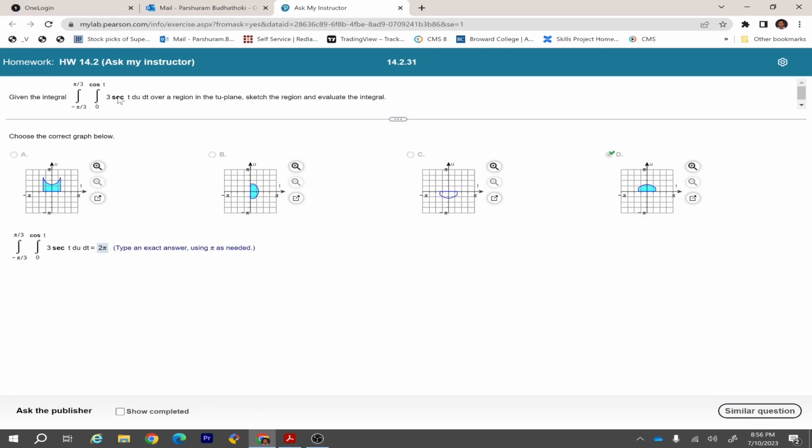We need to find the integration of 3 secant t over this region we have given. First of all, we need to sketch the region.